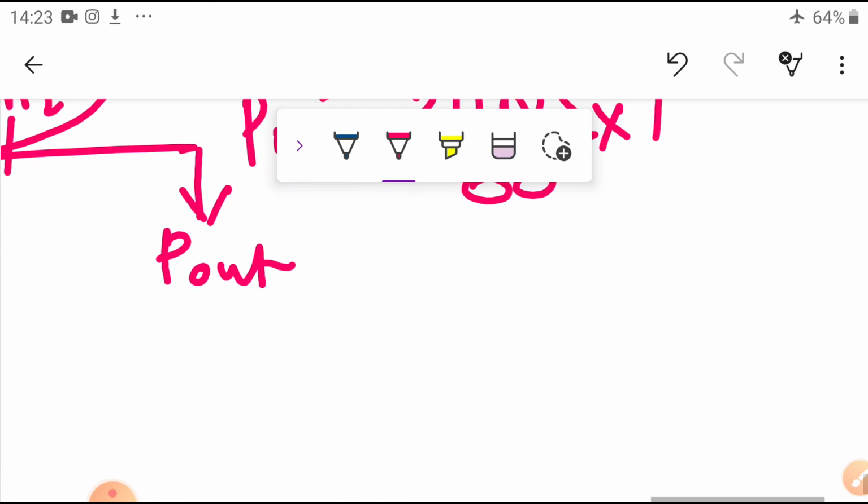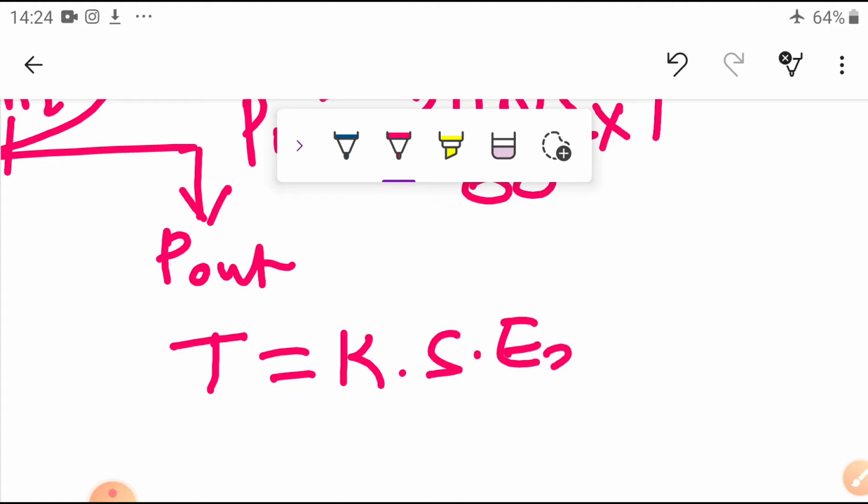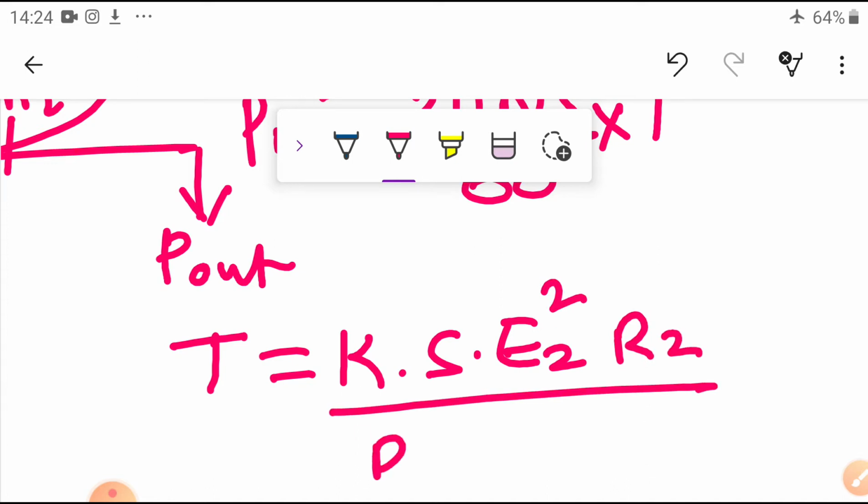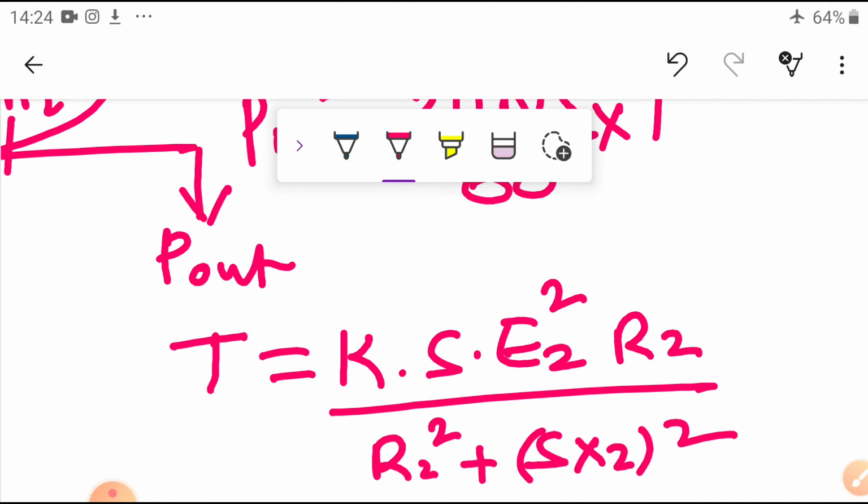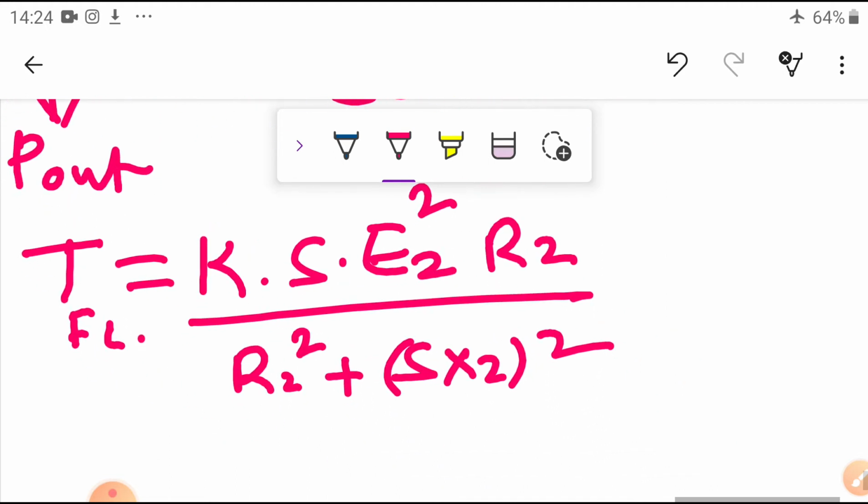At the same time, we derived the torque equation: some constant K into S into E2 standstill voltage whole square into R2, divided by R2 whole square plus S X2 whole square. This is the torque equation under normal condition, that is, the full load torque. This is the first equation.